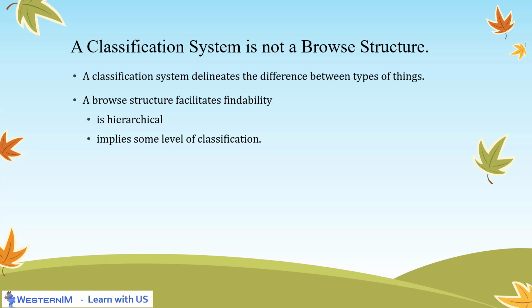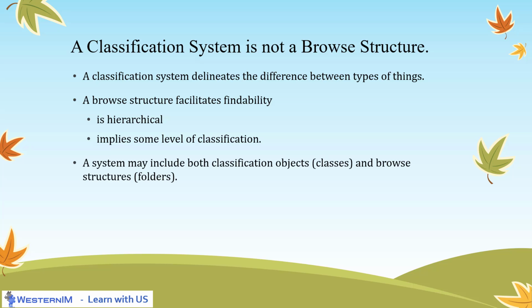Records managers often attempt to implement their classification systems as browse structures, forcing users to file and find objects according to the defined classes. This often results in frustration for both the records manager and their users because they are attempting to make one concept perform two different functions.